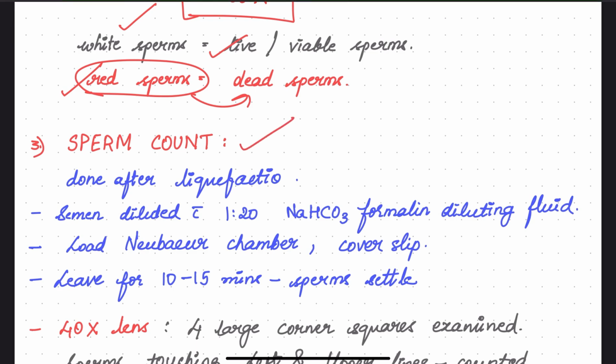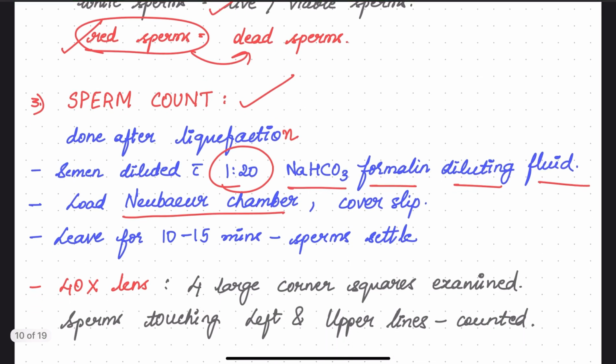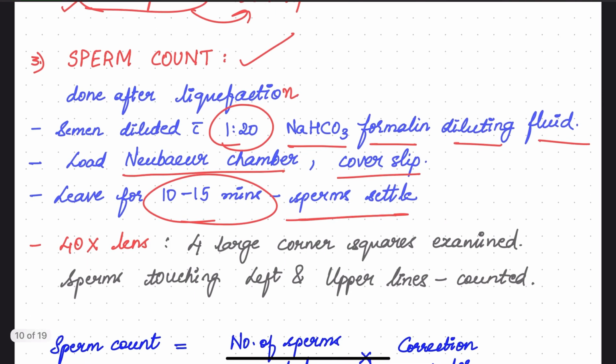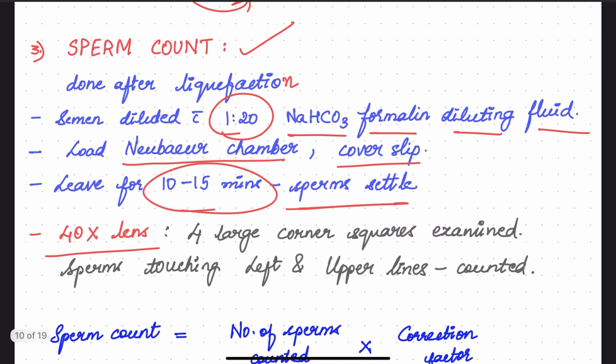How many sperms are present, you do the counting. And this counting is done after liquefaction. The semen will be diluted 1:20 with sodium bicarbonate formalin diluting fluid. After diluting, you load the Neubauer chamber with this mixture. You cover it with a cover slip and leave it for 10 to 15 minutes so that the sperms settle in the chamber. Later, you observe it under the 40x lens.